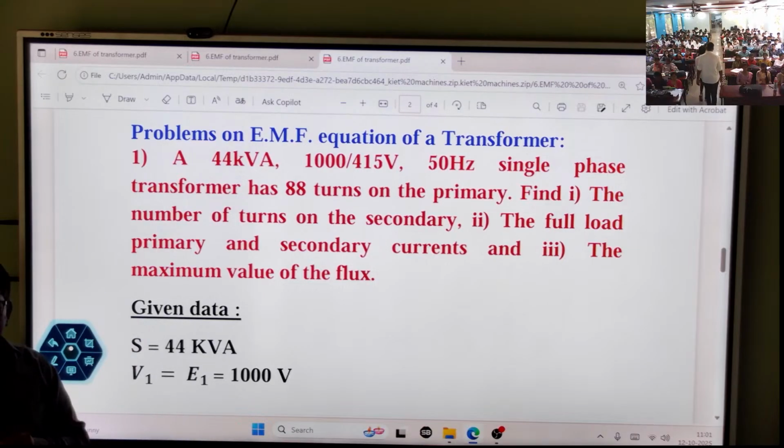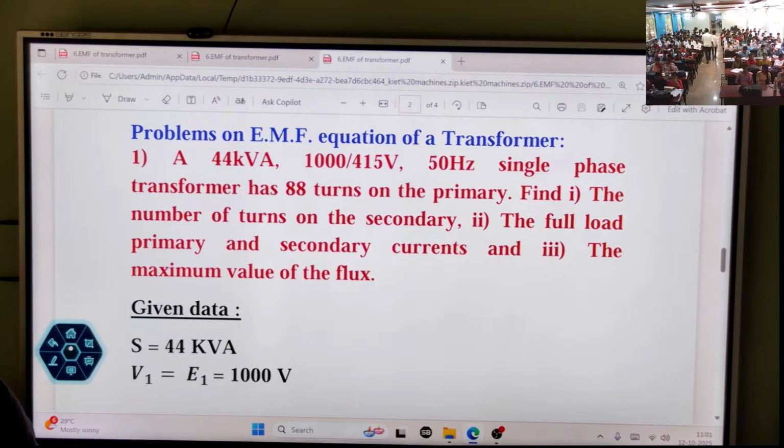See here, write down this problem. Every parameter is available in the question. Write down those parameters as the given data. For example, in the exam if you are unable to remember the formula, what you have to do? At least write down the given data. You will get 1 or 2 marks.